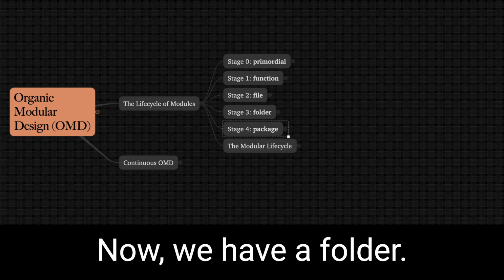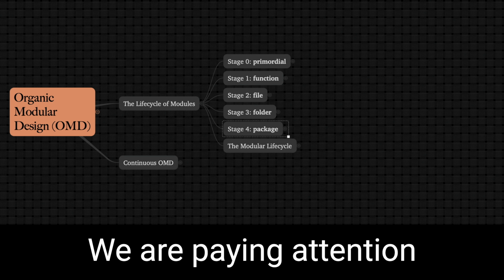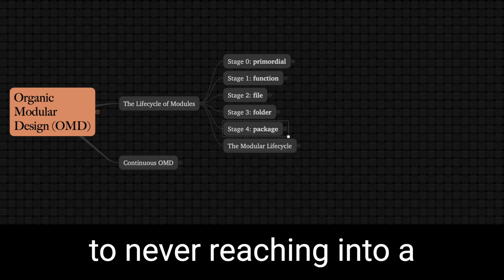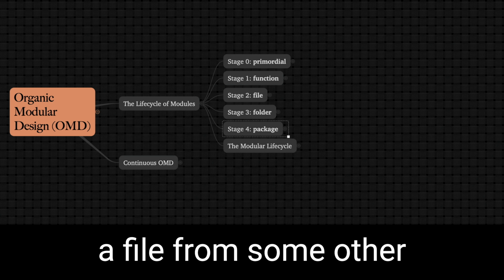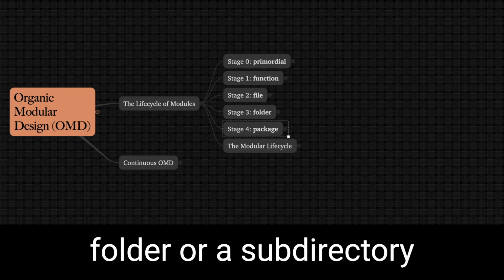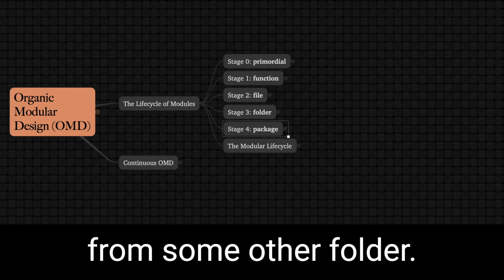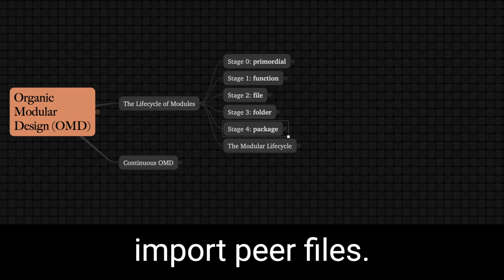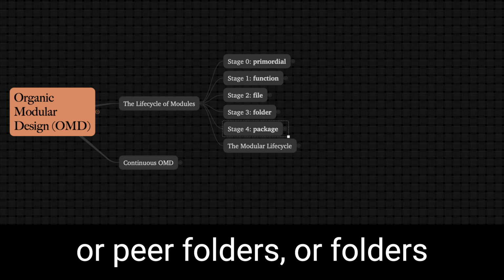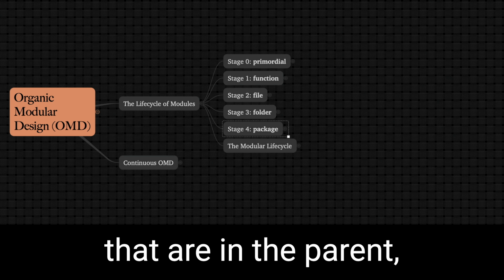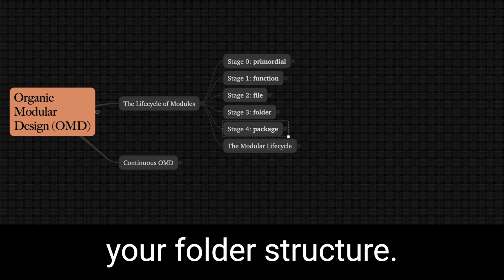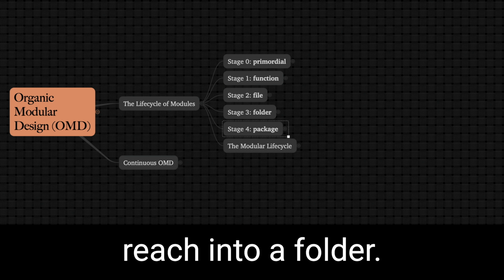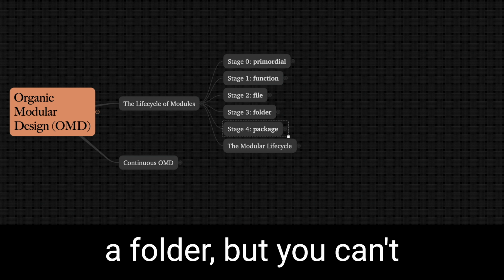Now, we have a folder. It's going pretty well. We are paying attention to never reaching into a folder, never importing a file from some other folder or a subdirectory from some other folder. To be clear, you can import peer files or peer folders or folders that are in a peer of your parent or your grandparent in your folder structure. You just can't reach into a folder. You can reach out of a folder, but you can't reach into a folder.